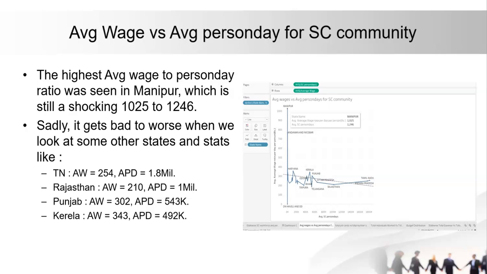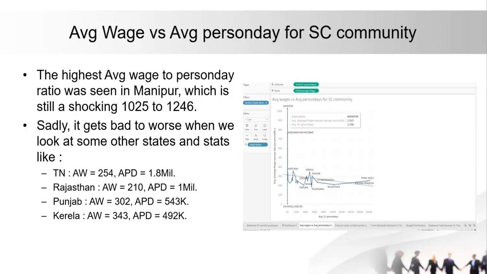This graph showcases that the highest average pay to person day ratio was seen in Manipur, which was a shocking 1025 to 1246. Now, what does this mean? This means that the average laborer in Manipur was paid a shocking 1025 rupees for 1246 units of work in 1 day. Sadly, this ratio only gets bad to worse when we look at some other states and their statistics.